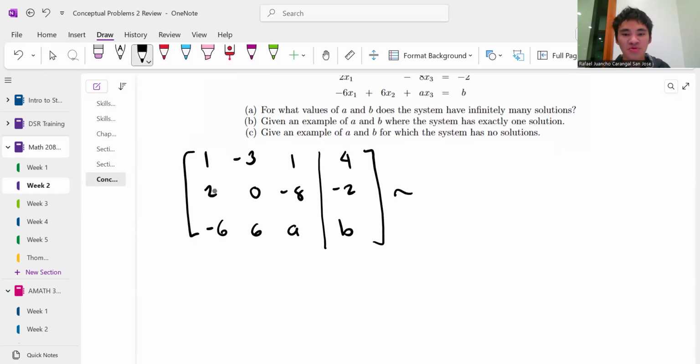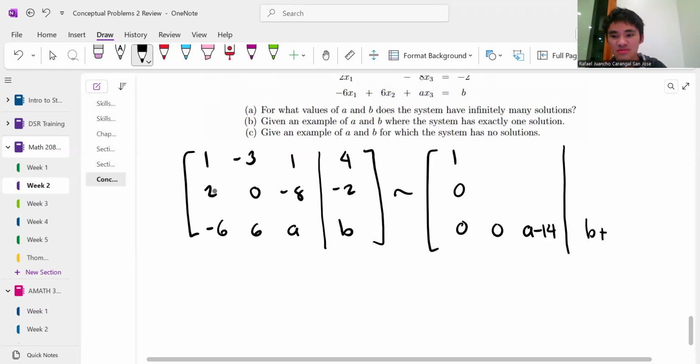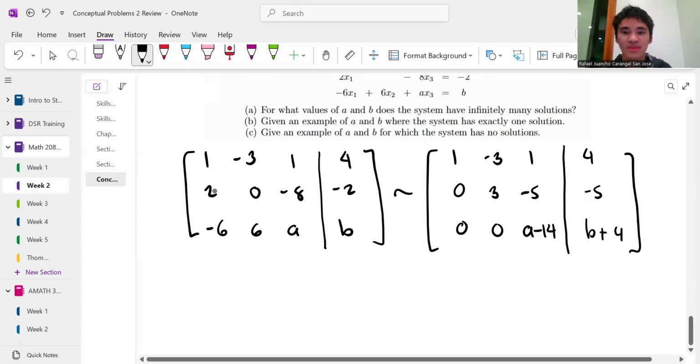And then doing Gaussian elimination and all of that, it's going to lead to this matrix. A minus 14, B plus 4, -5, -5, 3, -3, 1, 4.